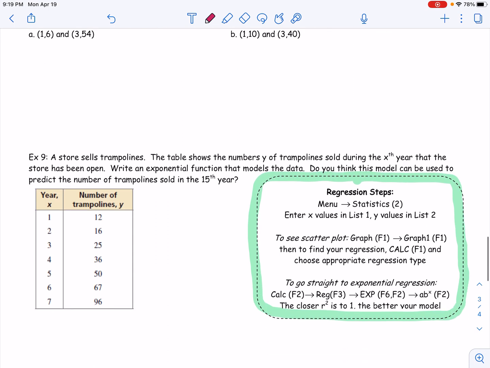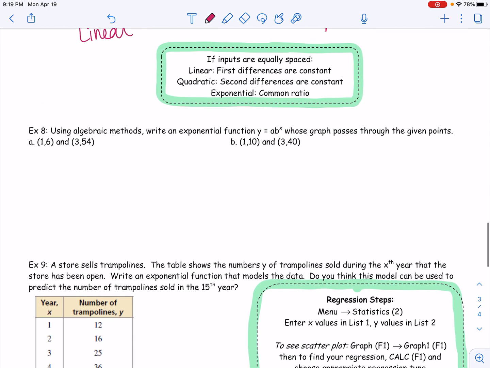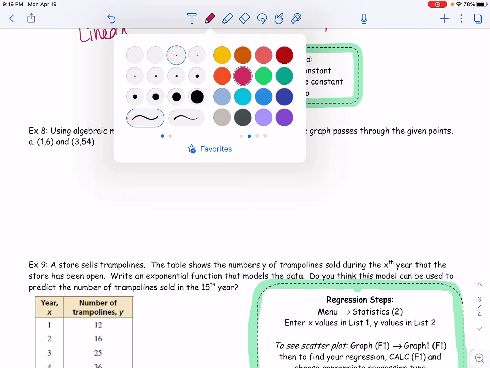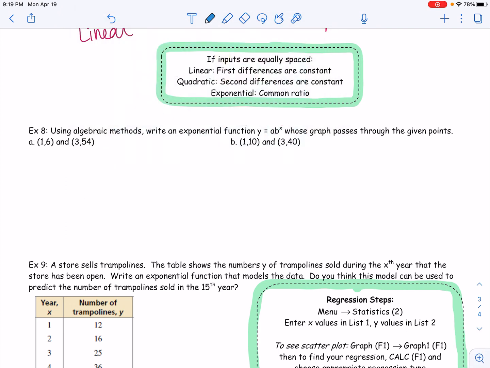Okay. We're going to show an algebraic method of getting a model given 2 points, and then we're going to show you those regression steps in the calculator. So for example 8, you shouldn't need a calculator, but for example 9, you will. So in example 8, we are giving you 2 ordered pairs that are on the graph of the model. What we need to do is come up with the model.